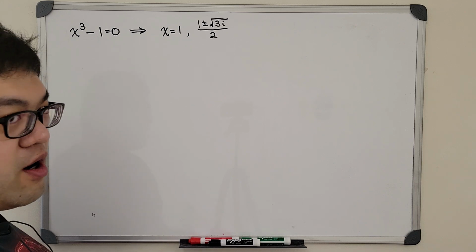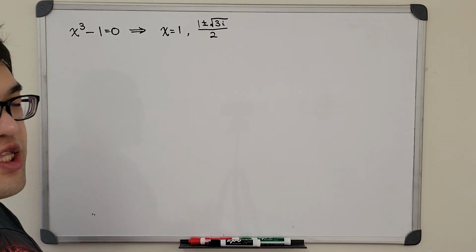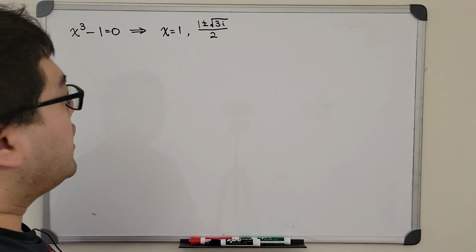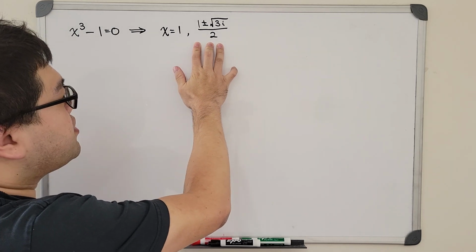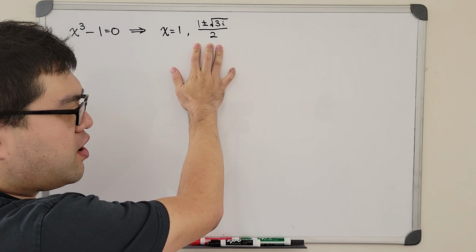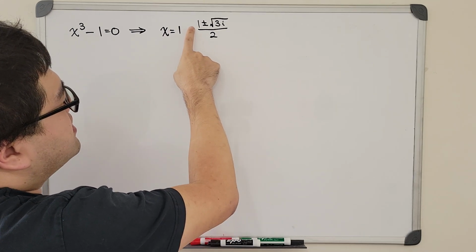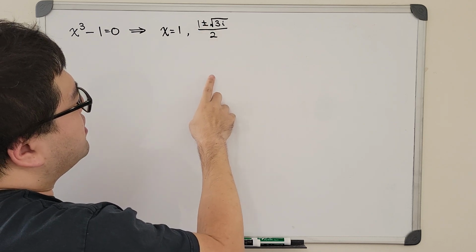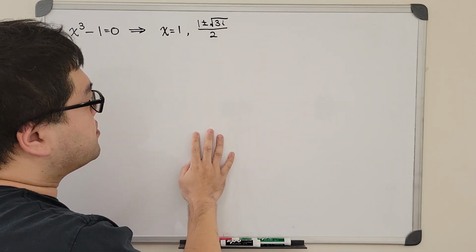One of them is quite obvious, which is positive 1. And again, we can just substitute back in and double check the answer. That part is not a problem. But if we look at the other two solutions here, I have no idea why, but there are a lot of students who write it this way. It says 1 plus or minus square root of 3i over 2.